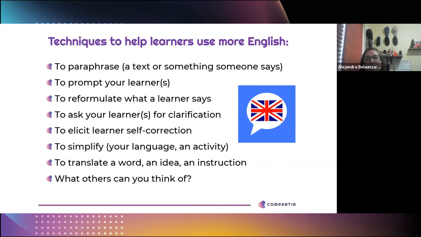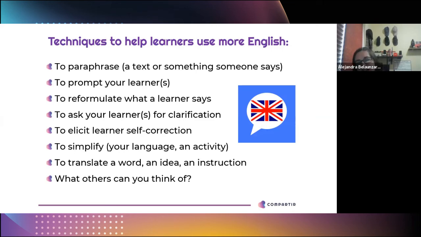I can help them use more English by, for example, paraphrasing. They say something and I can paraphrase it for them. Help them, prompt my learners, like giving them a hint to remember a word or an idea while they are speaking, reformulating what they say. If they come to me and speak in Spanish or in Spanglish, I can reformulate what they say to help them know the correct way. Ask them for clarification. If they express something and I actually don't understand, ask them to explain it a little more, and that will help them also to develop their language.